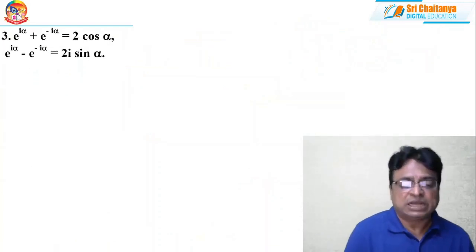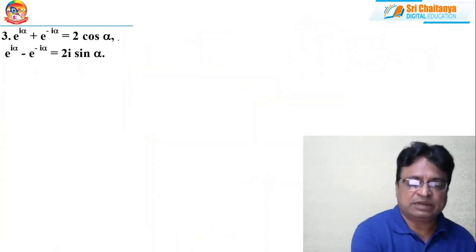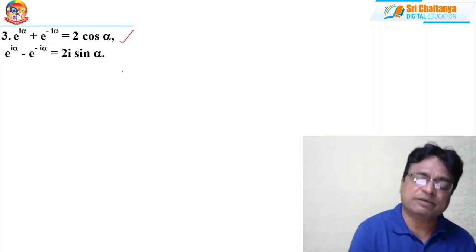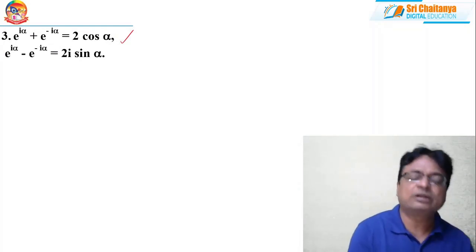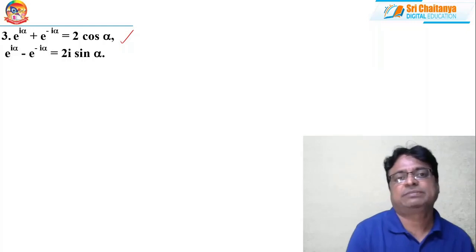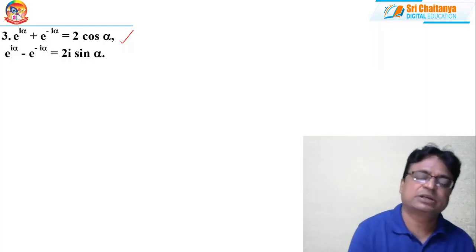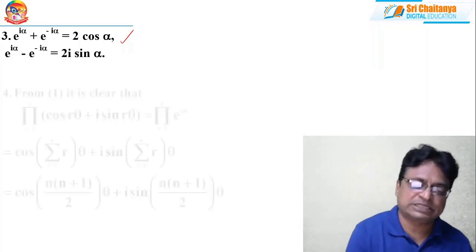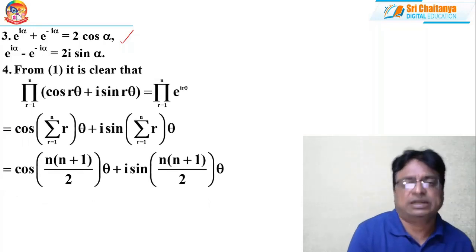Now, e power i alpha plus e power minus i alpha is equal to 2 cos alpha. This is also a formula to represent cos theta. And by subtraction, e power i alpha minus e power minus i alpha is equal to 2i sin alpha.